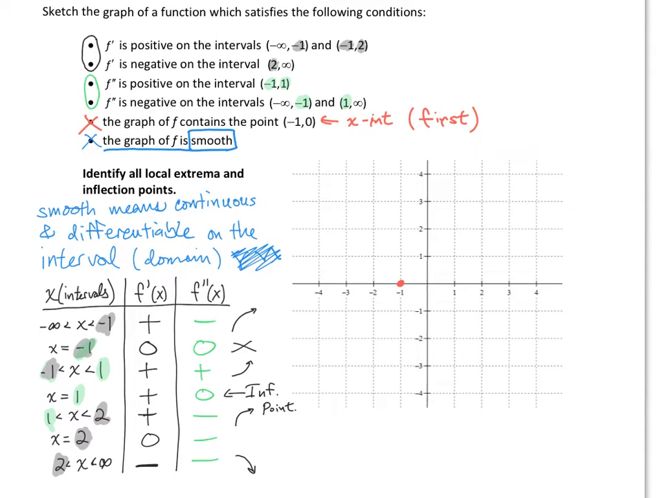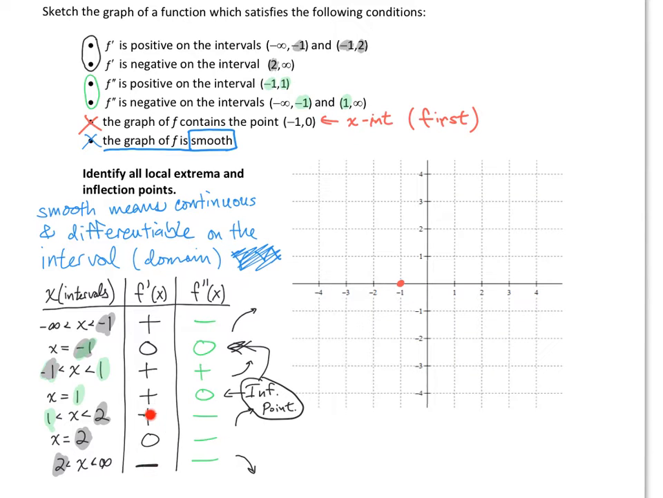And something similar happens here. Is there an inflection point here? Oh yeah, there's going to be an inflection point here. So let me write that as well. There's an inflection point here as well. And that's because the concavity changed.